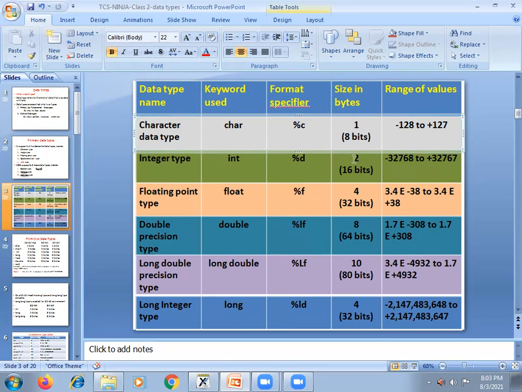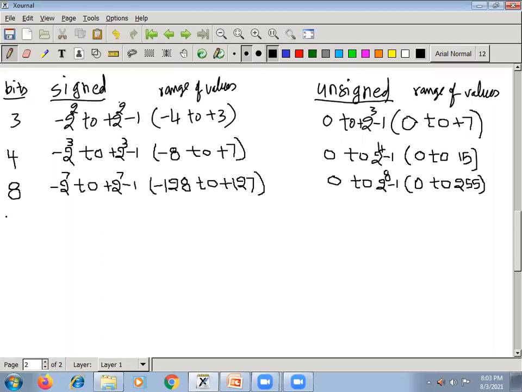Now we'll take up integer. Now 16 bits we will take. Always it is powers of 2. Now if we have the number of bits as 16, out of 16, signed means 1 bit is dedicated for sign. So then what are the range of values? It is nothing but minus 2 power of 15 to plus 2 power of 15 minus 1. Now you find out the value for 2 power 15.